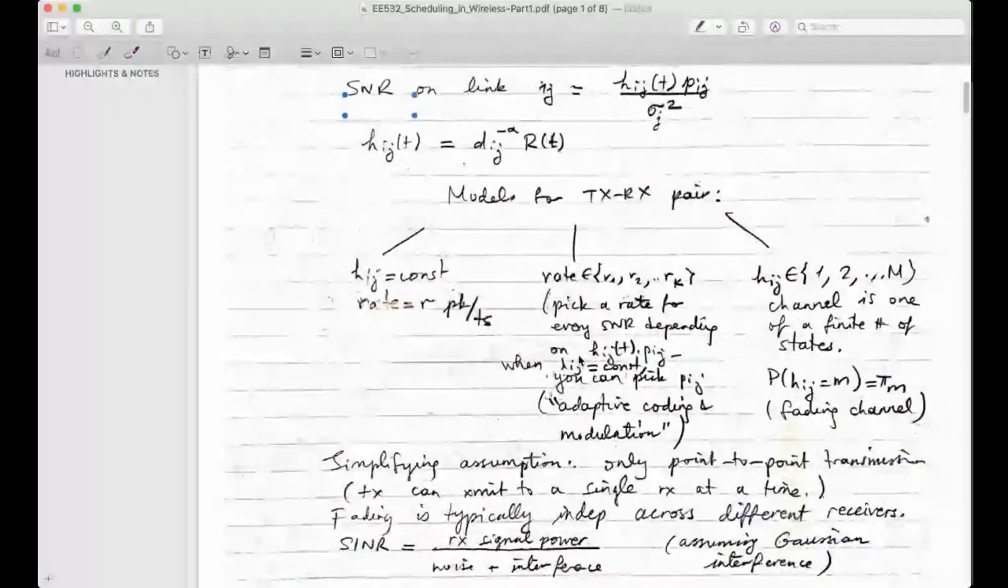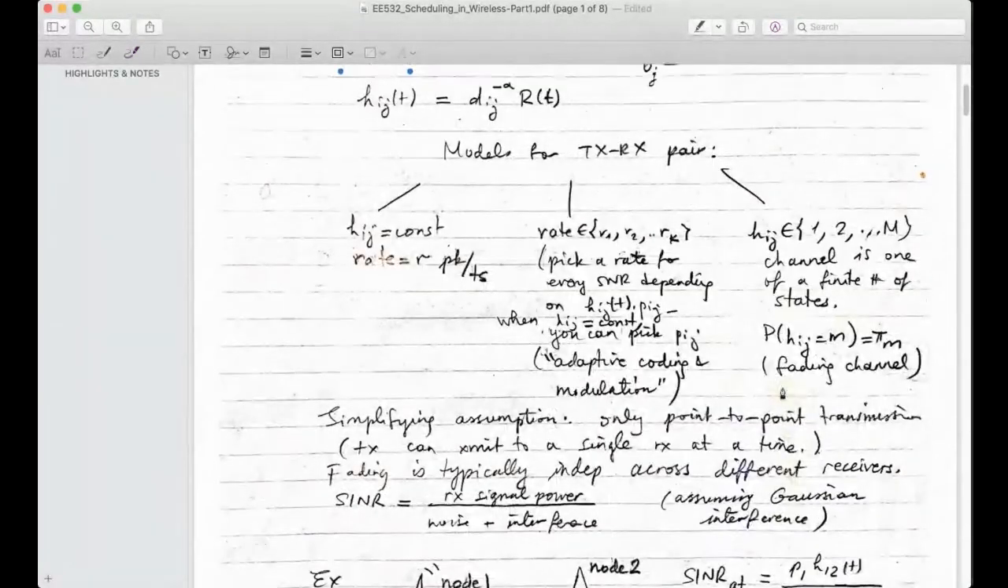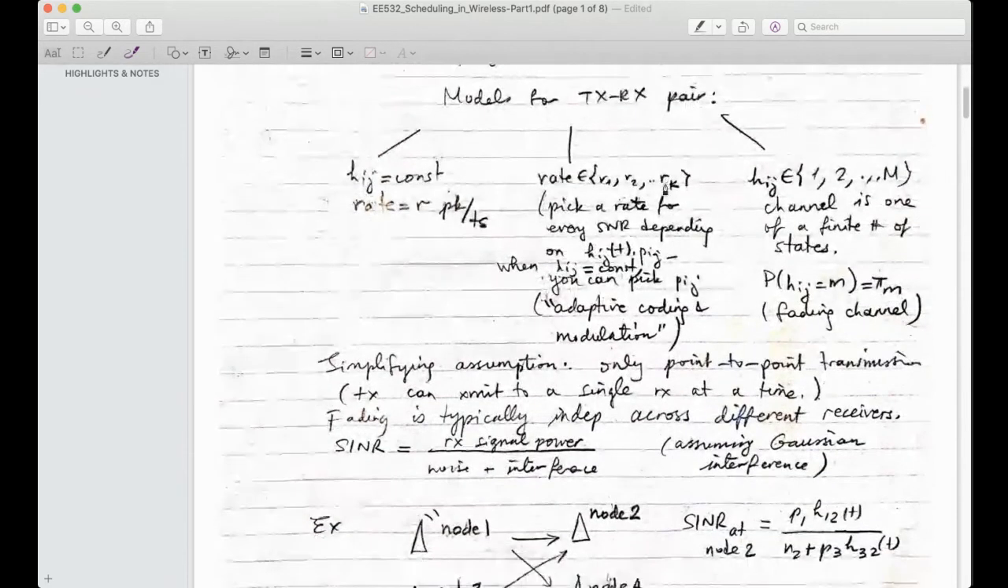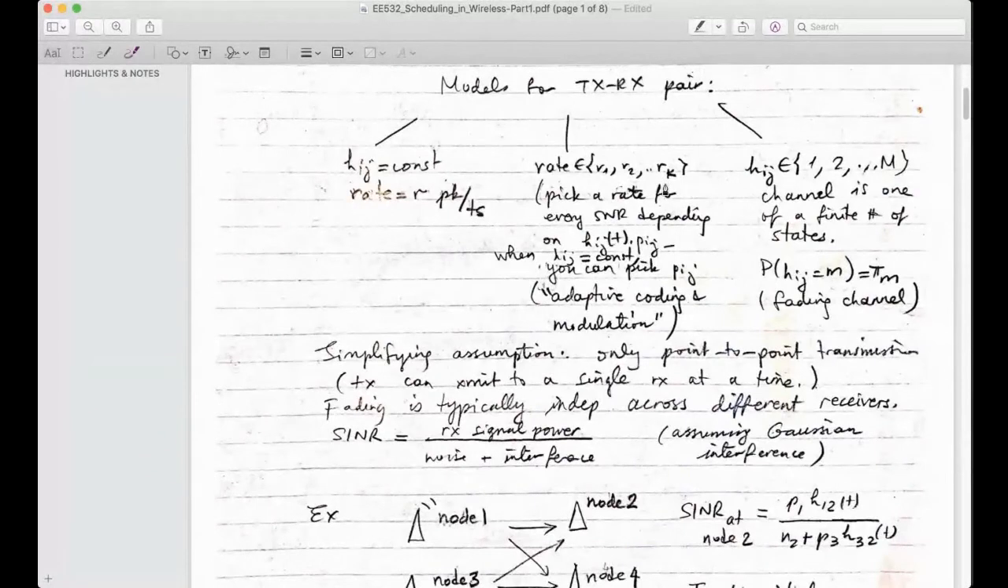Now, given that, for the rest of the chapter, suppose this is our model. We have been given a channel gain Hij of t. With that we can compute SNR, and this SNR is time varying in general, and is of course a function of the power used by the transmitter, Pij. Now in this chapter we'll adopt three models.